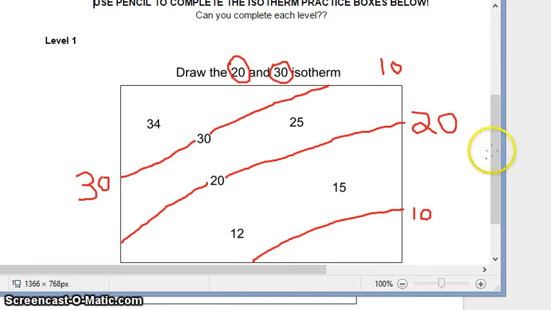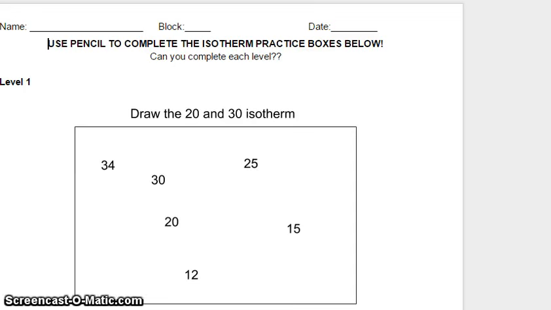Alright, so I'm going to let you now move on. That was level 1, the easiest one. You're going to need to do level 2, 3, and 4 on this worksheet. When you've completed this worksheet, you need to ask for the really challenging level 13 isotherm.